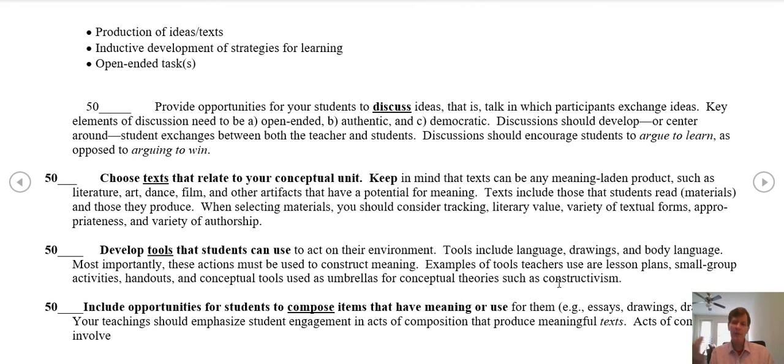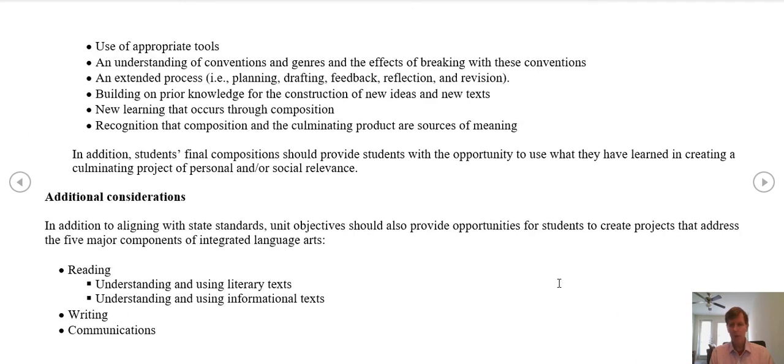Are they going to be using language? Are they going to be drawing, for instance? What composition will students be doing? Will they be writing essays or performing a drama? Are they going to get into digital storytelling, possibly? Will they get into problem-based learning? We'll learn some about problem-based learning as we get further into this course.